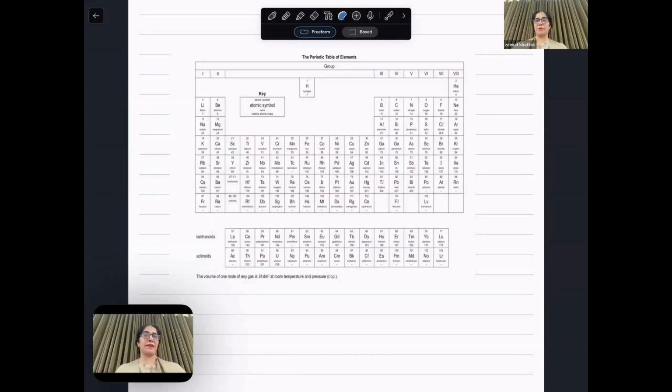Now, do you know what chemical bonding is? Chemical bonding is the forces of attraction that hold the particles together, like they bond the particles. Now, there are three types of bonding in your course. One is ionic bonding, one is covalent bonding, and one is metallic bonding.